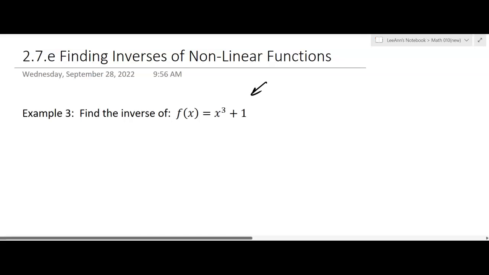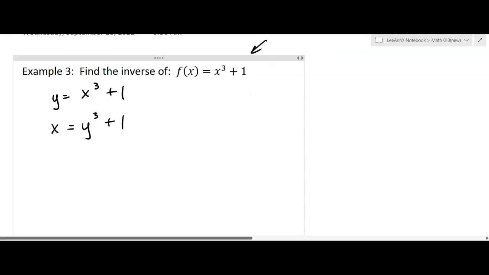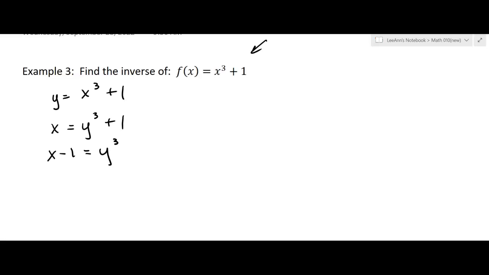All right, first take out the notation f of x, put in the y. All right, now we switch the x and y. Now we have to solve for y. Well, how are we going to do that? We're going to subtract the 1. And then how do you get rid of the cube on that y? Because you want y to be by itself, right?